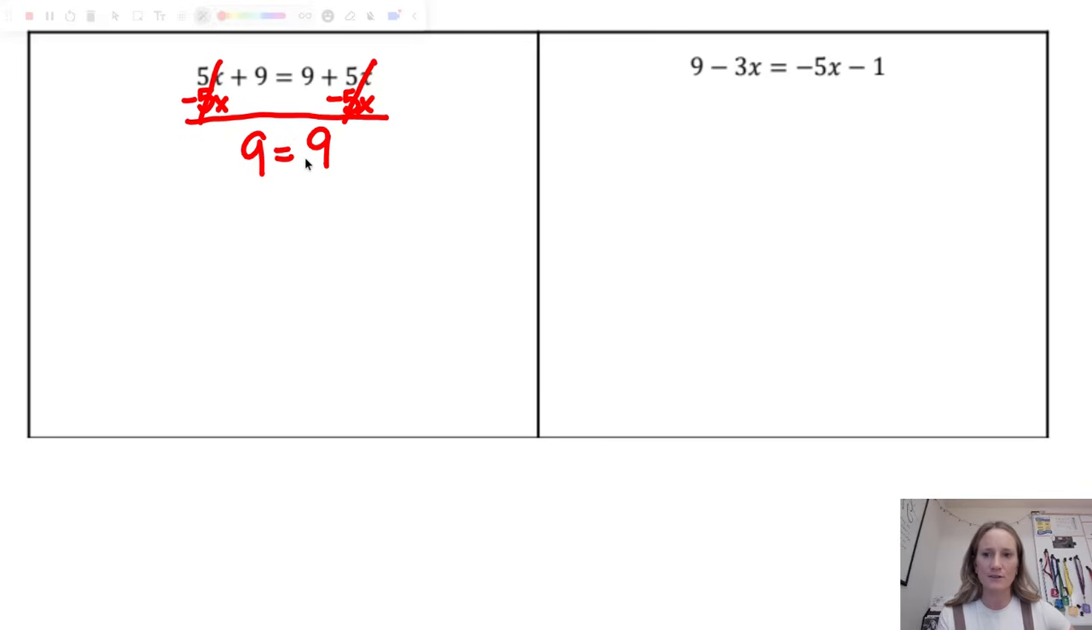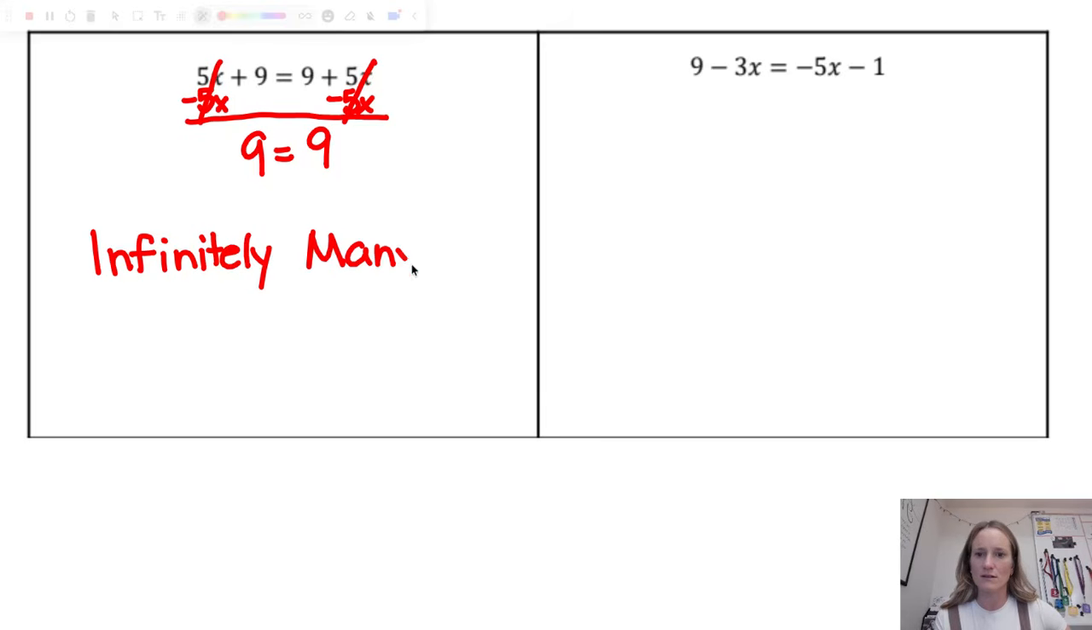This is a true statement. Those two values are the same. And so this is a case where my solution is infinitely many solutions. And yes, you do need to write that out. I know it seems a little bit long, but I think you guys can handle it because you're not going to have to do it that many times.